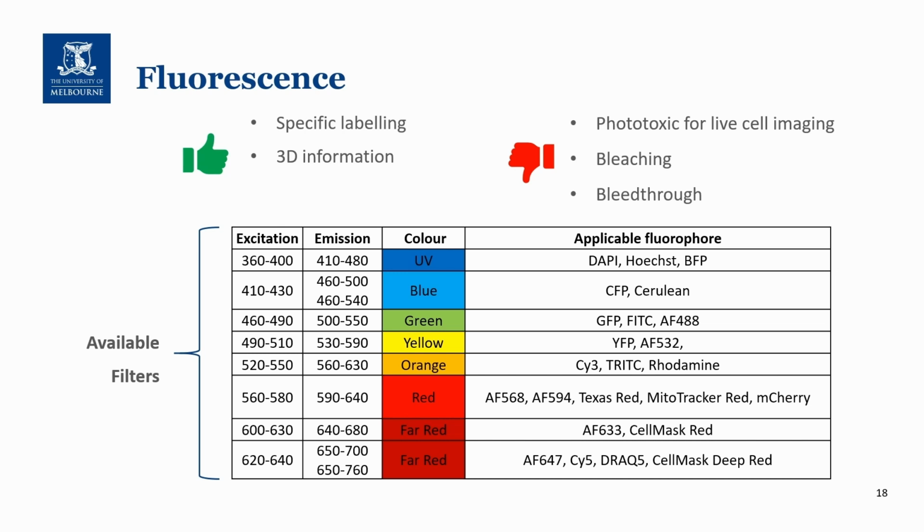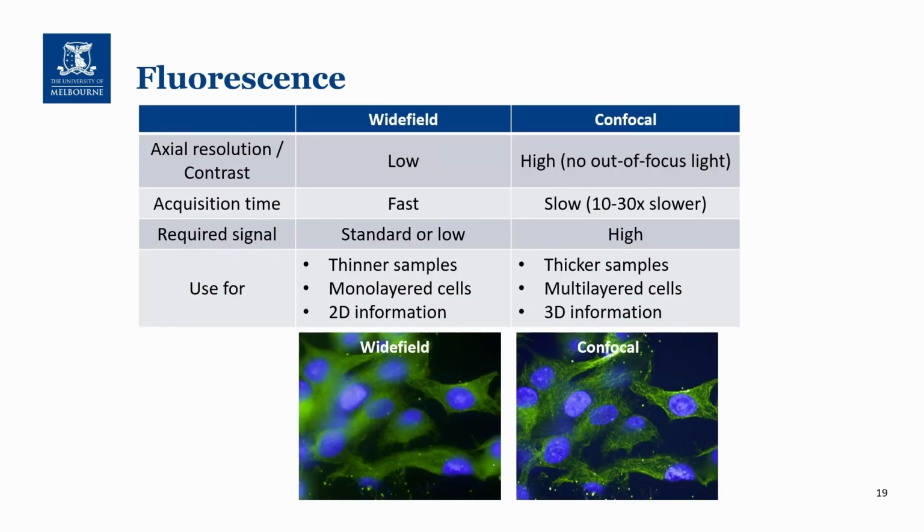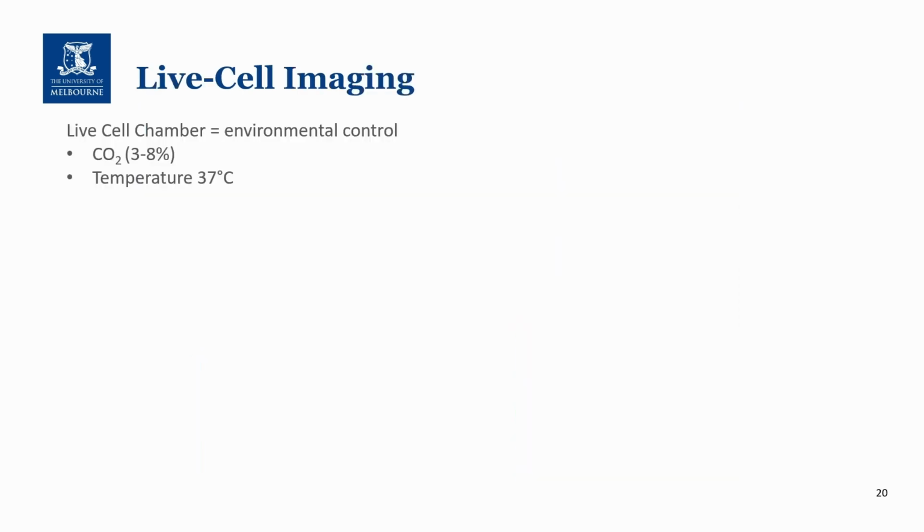The Operetta is, of course, capable of fluorescent imaging. As with all fluorescent imaging, the benefits are very specific labeling and the potential for good 3D. The Operetta has an inbuilt live cell chamber that is supplied with CO2 and can be heated for optimal cell growth.